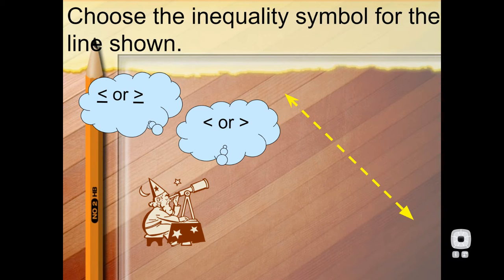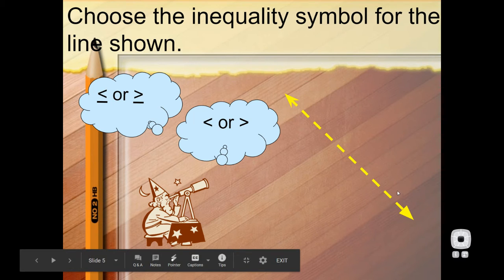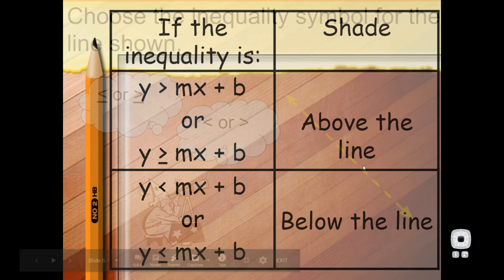Ending in 5, 4, 3, 2, 1. Okay, so the correct answer here, it is this one. Less than or greater than, not the or equal to. Dotted line will not be equal. I have 2 people still missing that.